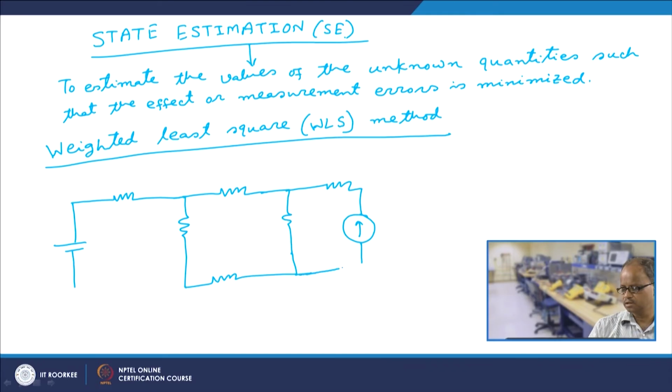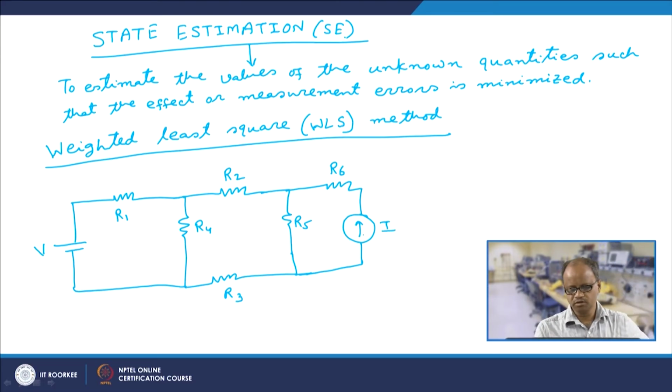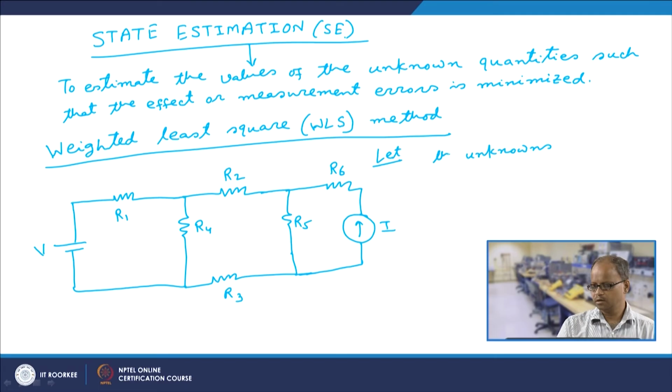So, there is a current source, there is a voltage source. This is V, this is R1, this is R2, this is R3, this is R4, this is R5, this is R6, this is V and this is I. This is a voltage source, this is a current source. Now, suppose the unknowns are V and I. I do not know the value of this V and I do not know the value of I; I want to calculate their values.